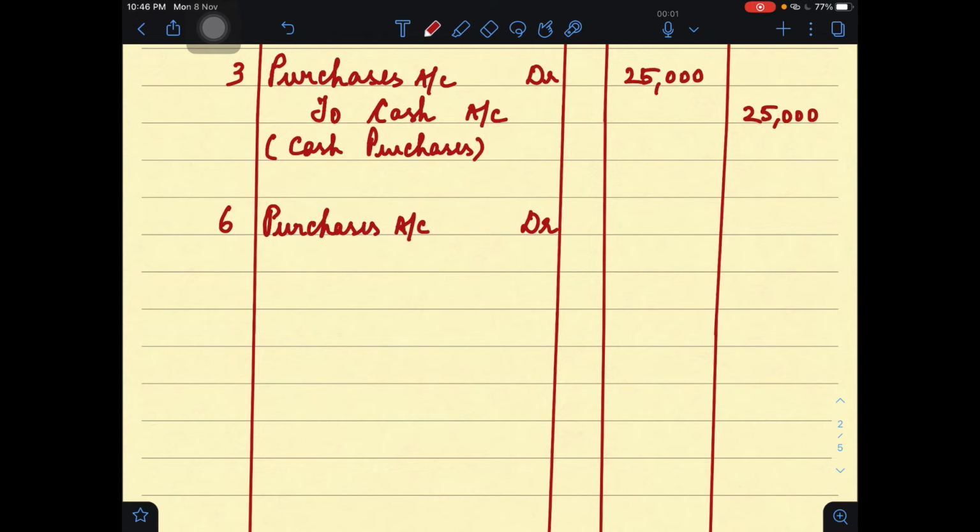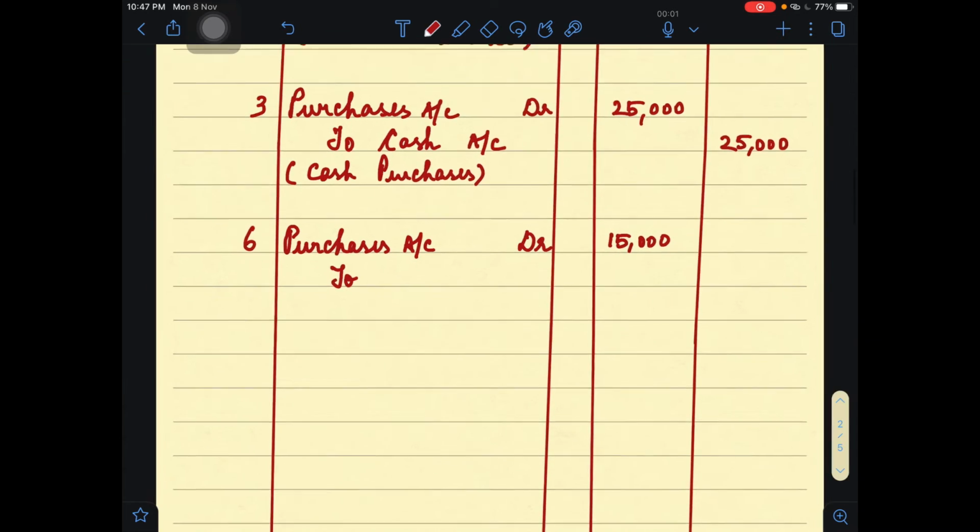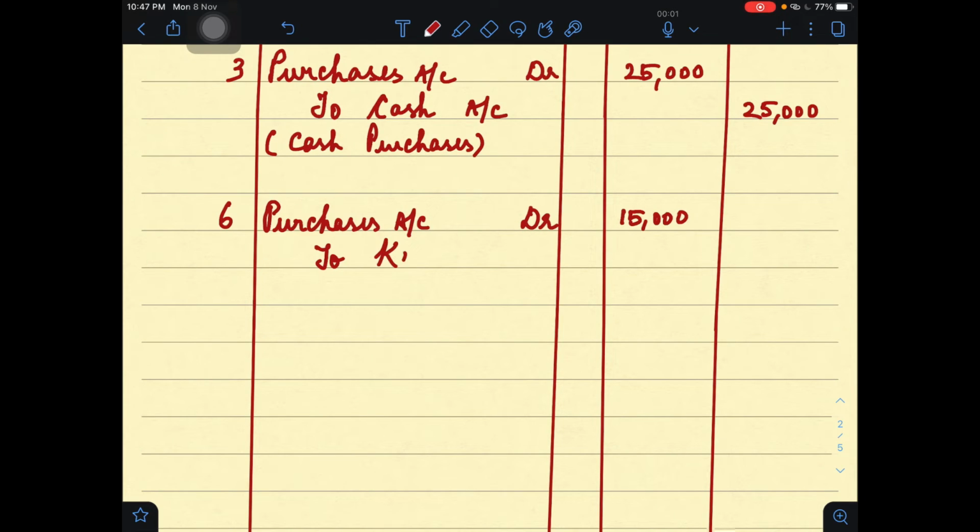So here I am debiting 15,000, and one account is purchases; the other one is not cash. So who is the creditor here? Kamalesh is the supplier, he is a creditor. Creditor means it will come under the personal category. Personal says debit the receiver, credit the giver. Here Kamalesh is the giver of goods. So what do we do? Credit Kamalesh account. It's very simple.